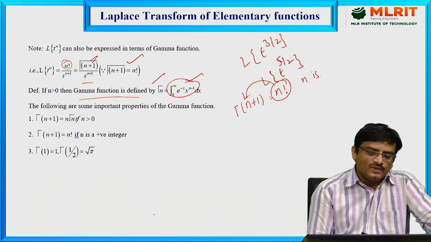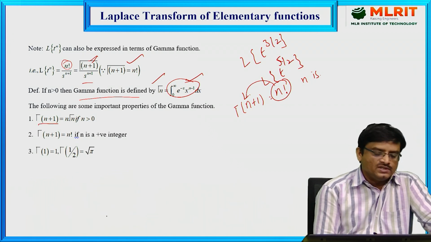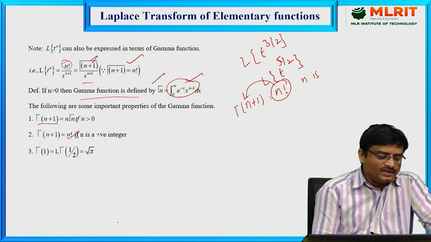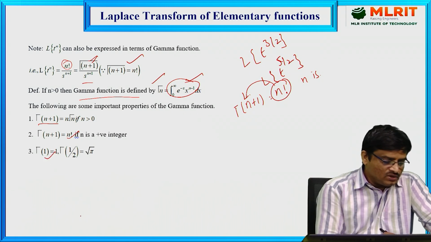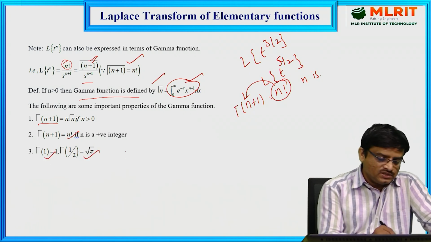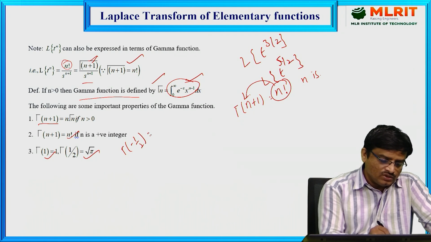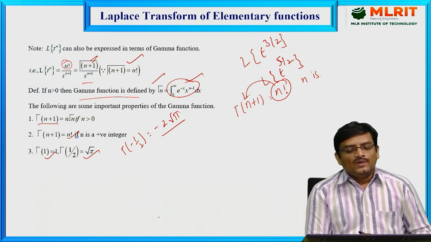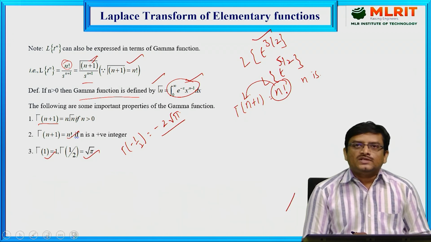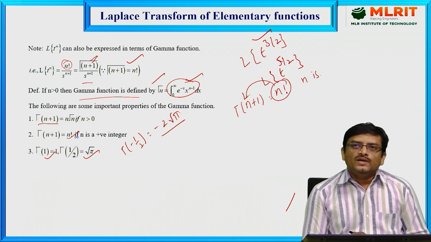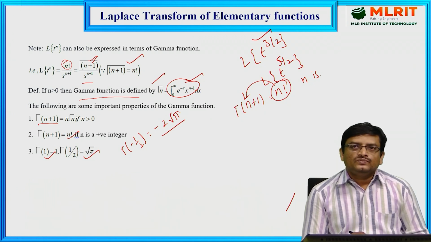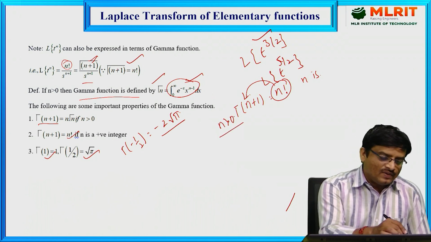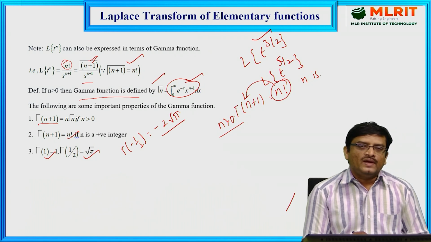Here we are having some properties of the gamma function. Gamma of n plus 1 is equal to n into gamma of n, and gamma of n plus 1 equals n factorial, and gamma of 1 is equal to 1, gamma of 1 by 2 is equal to root pi, and similarly gamma of minus 1 by 2 is equal to minus 2 root pi. So we can use this formula whenever we want to find the Laplace transform of t power 3 by 2. That 3 by 2 is a positive value but not an integer. So whenever n is greater than 0, we can use this standard formula, Laplace transform of t power n in terms of the gamma function.